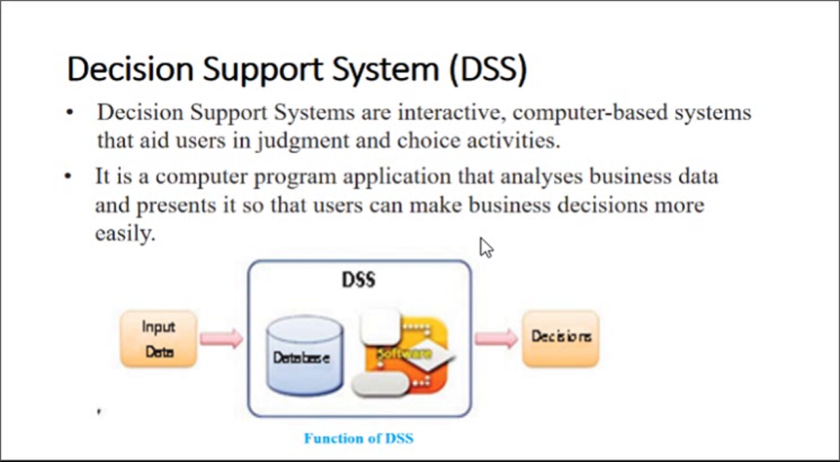In this diagram you can see the input data. The input data either comes from the user or from some input unit of the company. The decision support system gathers all the data. There is one database, and there is also software. By using that software they analyze the required data they have, and according to that they make the decision. So this is nothing but the decision support system.